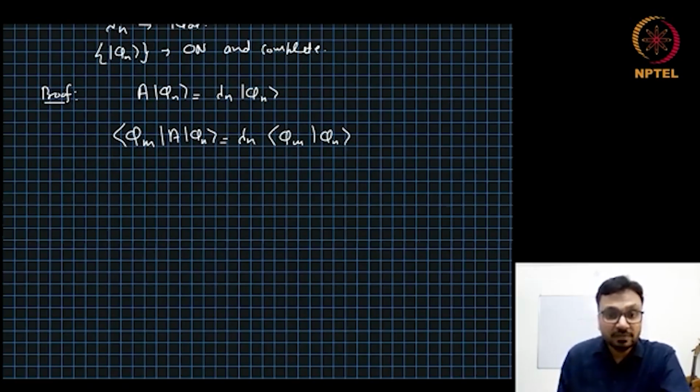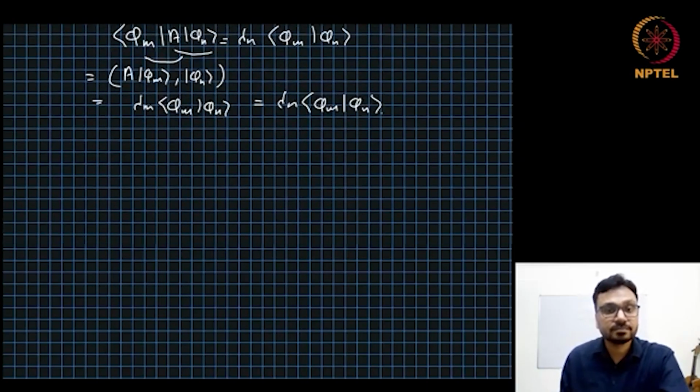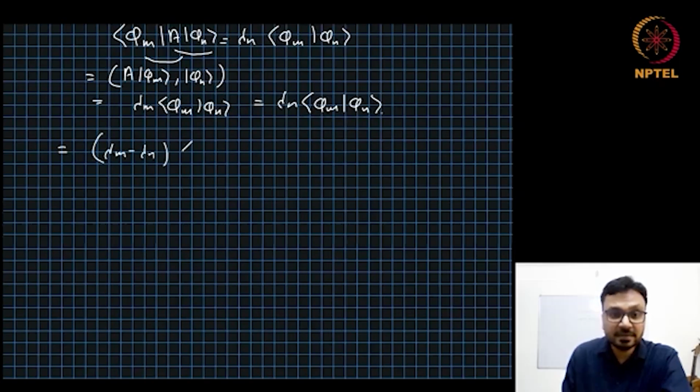Okay, so like I said, we can take the product like this, or we can take the product like this. So if we write this as the inner product of A dagger acting on phi m, and A dagger is equal to A, so A acting on phi m, phi n, then the left hand side is lambda m phi n, and the right hand side is lambda n phi m phi n. Or we can say lambda m minus lambda n, phi m phi n is 0.